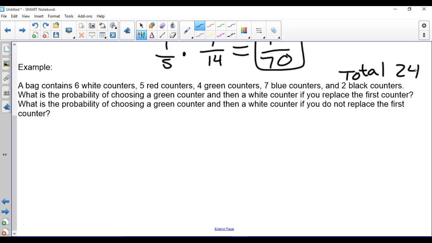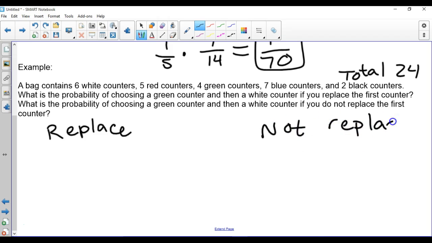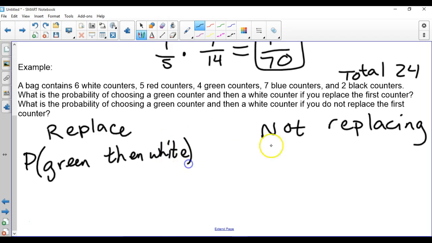What is the probability of choosing a green and then a white counter if you replace? And what's the probability of choosing a green and then a white if you do not replace? So we have a probability where we're replacing, and we have a probability with not replacing. And we want the probability of green, then white, for both of them, but it's going to be a different answer because in one we're replacing, and in one we are not.